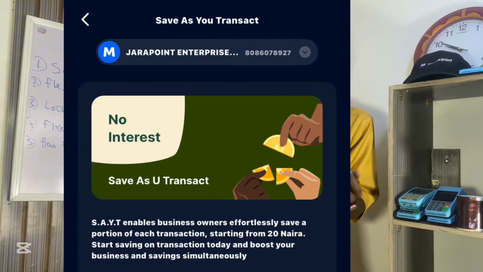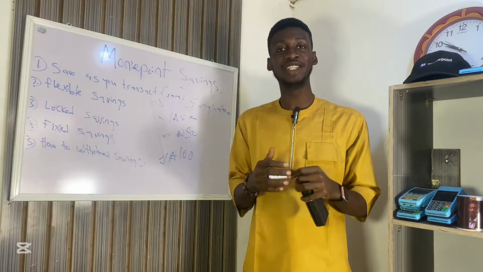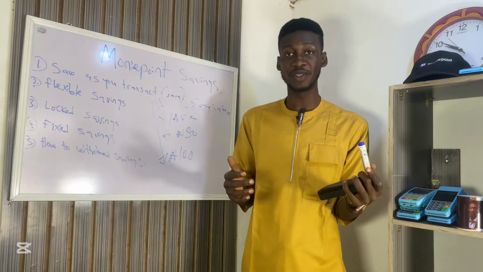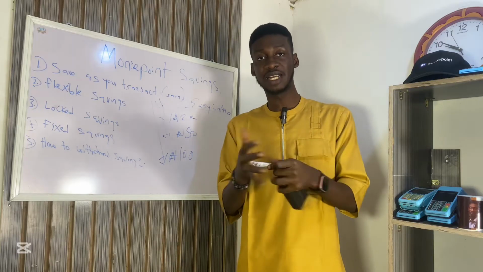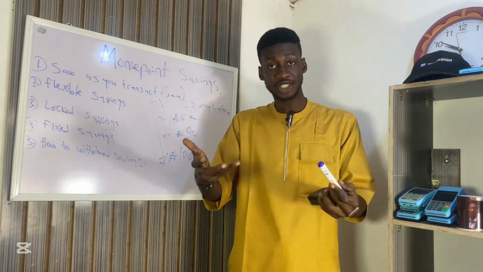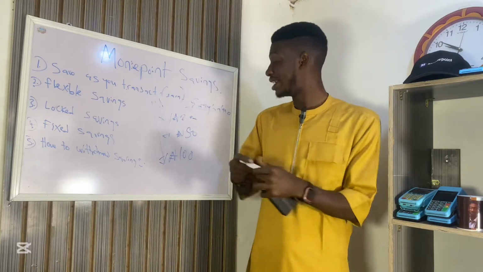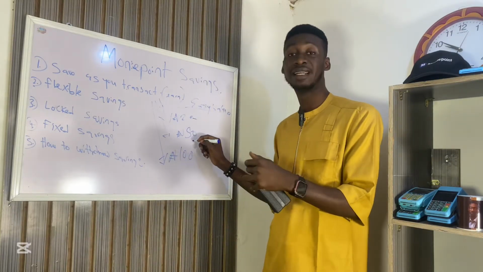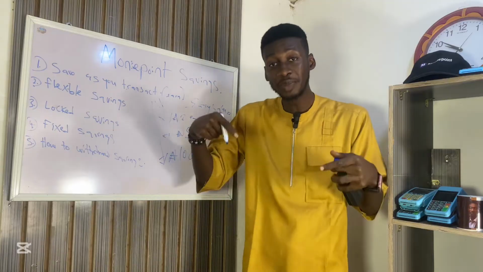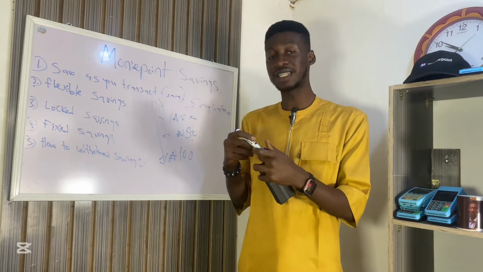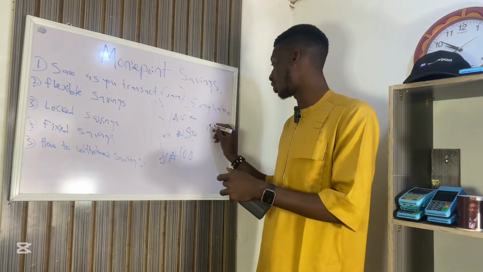So let's take, for example, maybe you did a transaction and you did not charge the customer from the account. I did a transaction of 5,000 naira and the customer is paying cash for the charges. This save as you earn will still debit the particular amount you have set aside to be debited from the amount you did from the customer. So let's assume you did a withdrawal of 5,000 naira, right?